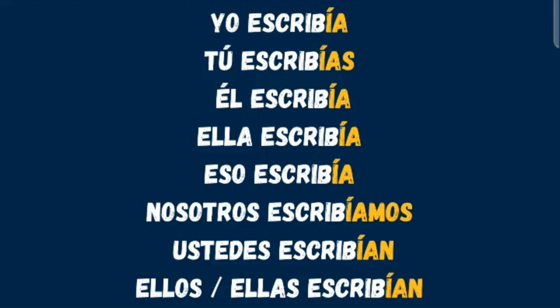So in this case, if you have the personal pronoun I, the ending of your verb would be ía. Yo escribía. Now, if you have the personal pronoun you, tú, the ending would be ías, and the conjugation to create the imperfect past of the verb escribir would be tú escribías, with an accent. Now with the personal pronoun he, the conjugation would be él escribía.